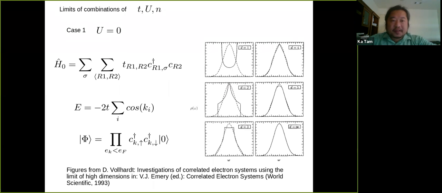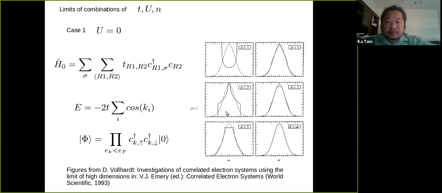Okay, so finally we have some figures. I'm going to consider some limits. The first limit is the U equals 0 limit, which means the free electron case. So the physics is rather simple. You can diagonalize the Hamiltonian exactly, which just ends up with a cosine band if you have nearest neighbor hopping. And the wave function is just filling up all the possible states below the Fermi level. So you apply the creation operators for all the states below the Fermi level E_F. What you find is this spectral function.